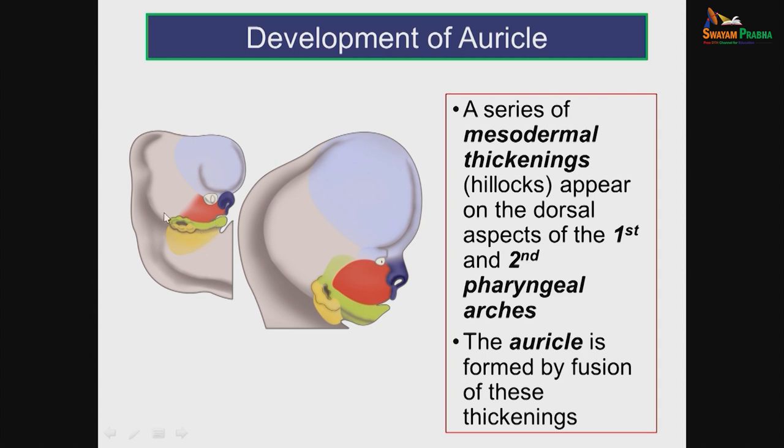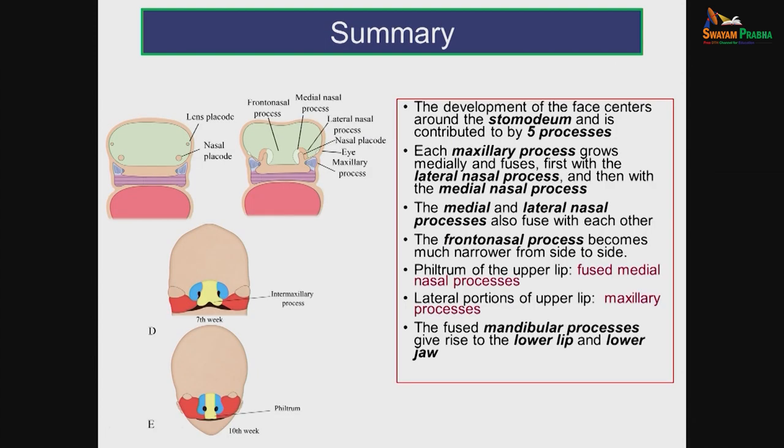So this is the dorsal end of the first and second pharyngeal arches, where you are seeing the mesodermal thickenings. These are called auricular hillocks. So these auricular hillocks, or the mesodermal thickenings, fuse and they form the auricle. So that is the development of the auricle. So we have till now learnt the development of face, eye and also the auricle.